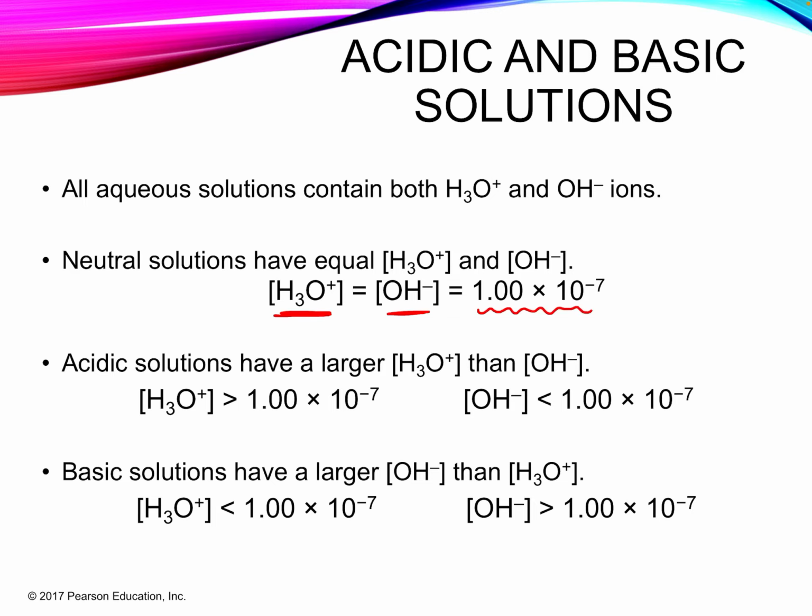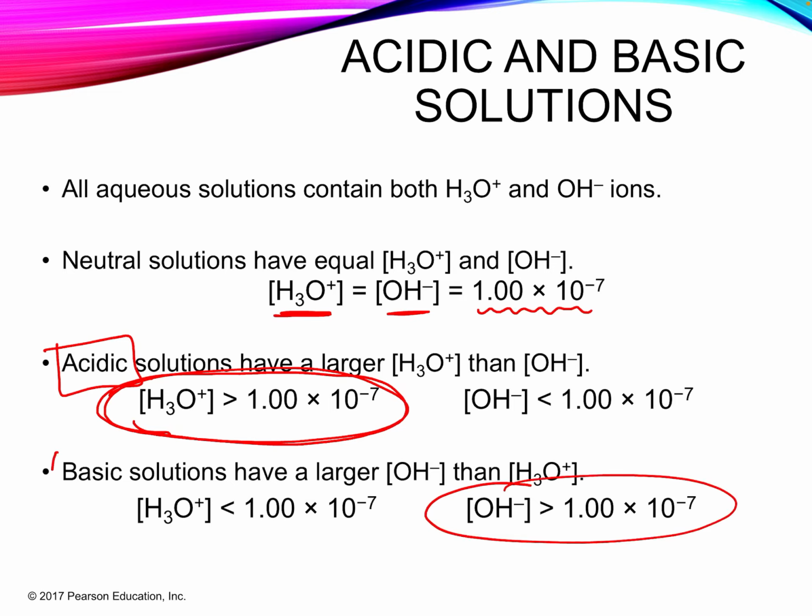So if you have a greater amount of your hydronium ions, okay, so that would be greater than 1 times 10 to the minus 7, which means that hydroxide would be less than 1 times 10 to the minus 7. If you have more of your hydronium ion, then that's going to be acidic. And if you have more of your hydroxide ion, then that's going to be basic. So you can just see which one you have more of, and that will tell you whether you have an acidic solution or a basic solution. And again, if they are equal, then it's neutral.